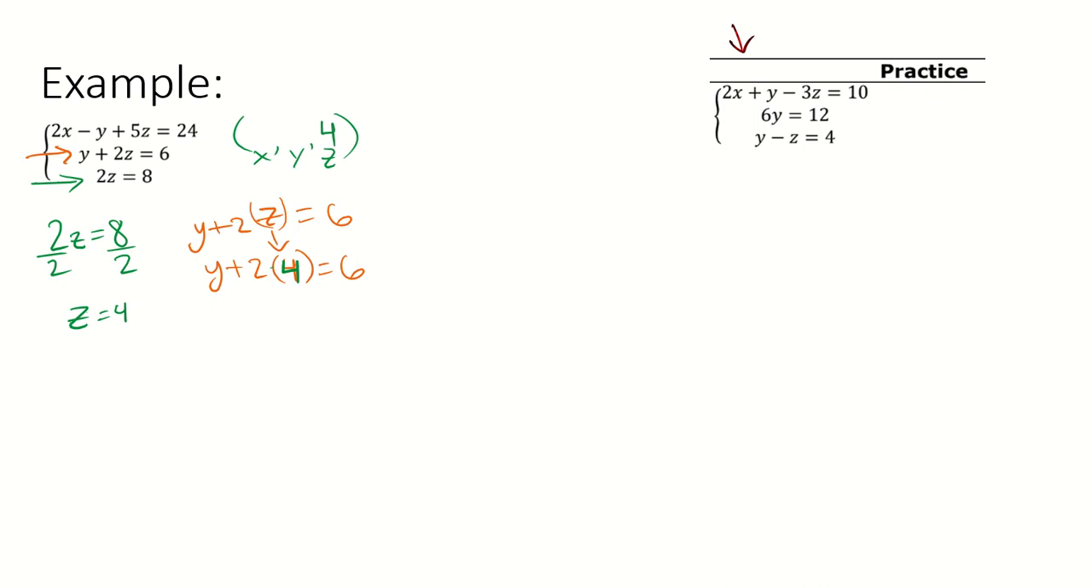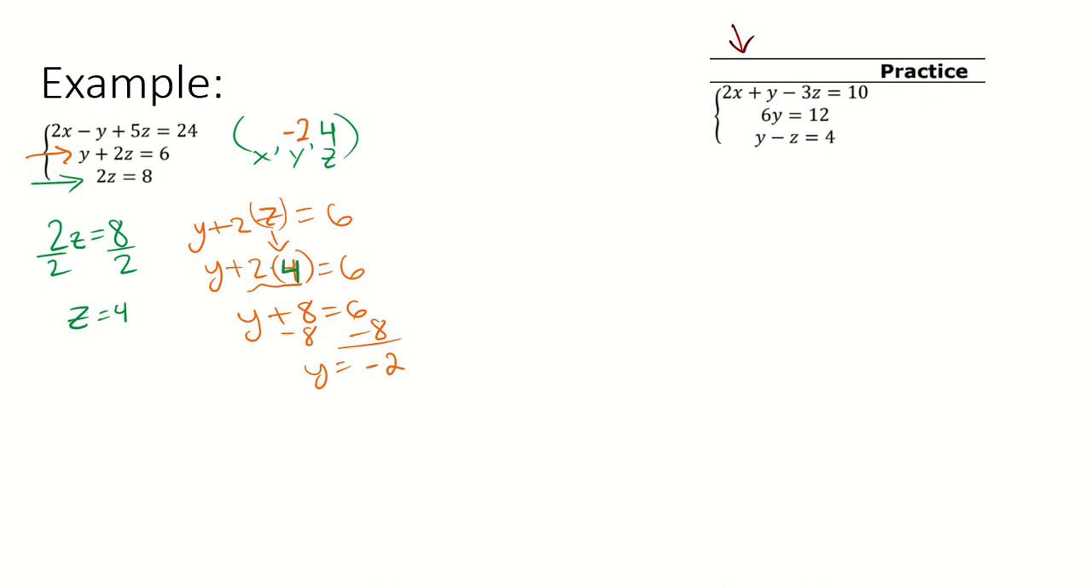And now we solve for y. So we do 2 times 4, and that will give us 8. y plus 8 equals 6. We subtract 8 from both sides, and we have y equals negative 2. So now we have negative 2 as a y.